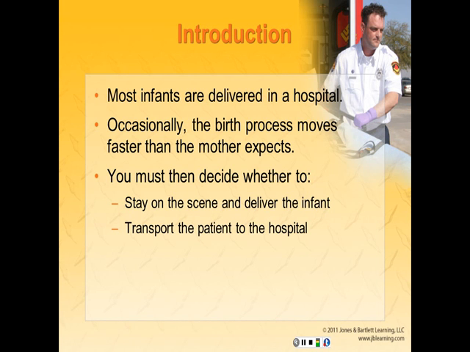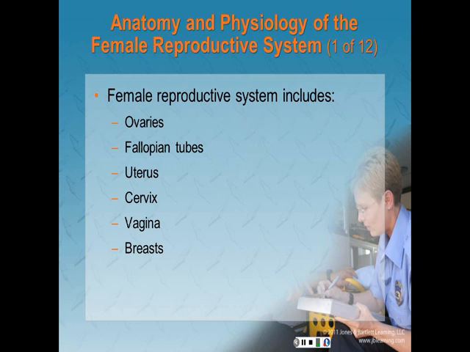Most infants in the United States are delivered in a hospital with doctors and nurses in attendance to care for the mother and the newborn. Occasionally, the birth process moves faster than the mother expects, and you must then decide whether to stay on the scene and deliver the infant or transport the patient to the hospital. We've already talked about this a little bit, but this will be in less detail than the last chapter.